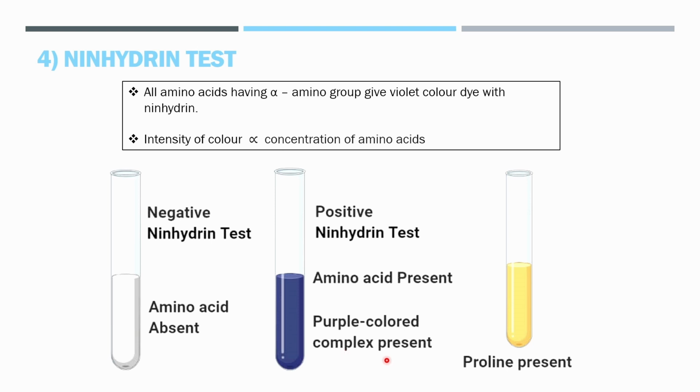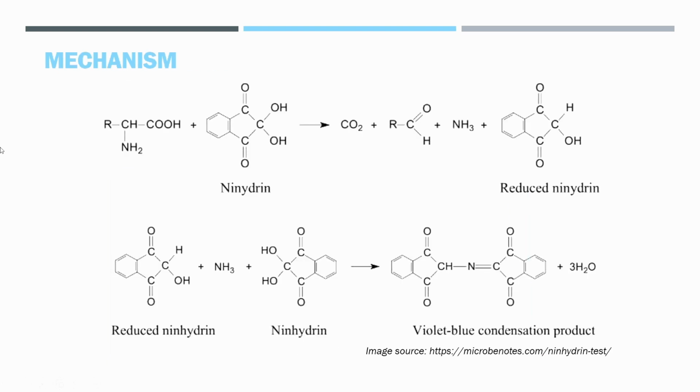But if the amino acid is proline, which is an exceptional case, the Ninhydrin would give a yellow colored compound. Also, the intensity of the color would increase when the concentration of amino acid is more in a solution. In the next slide, we'll see the mechanism of this Ninhydrin test.